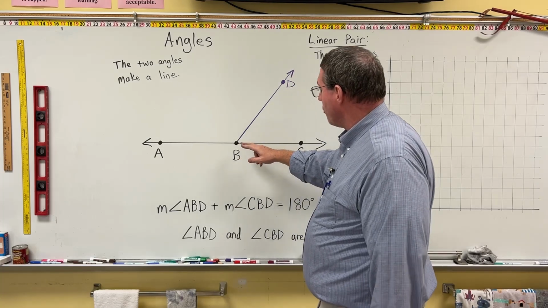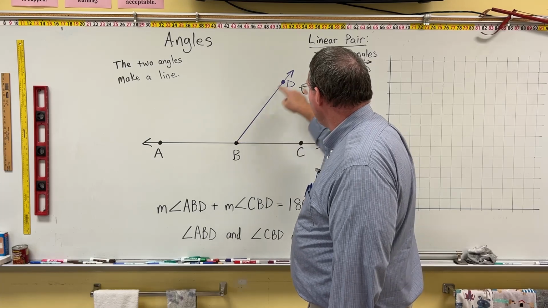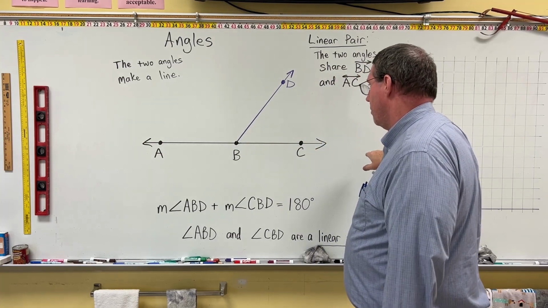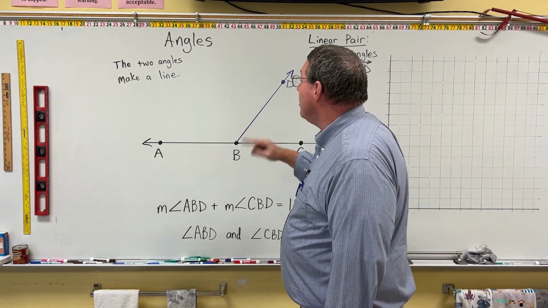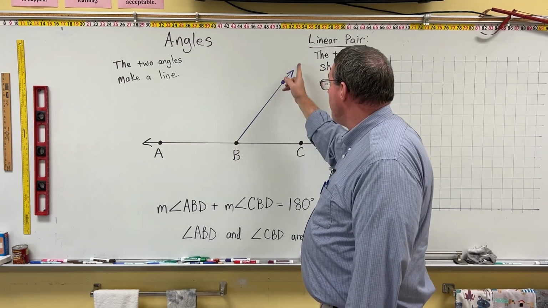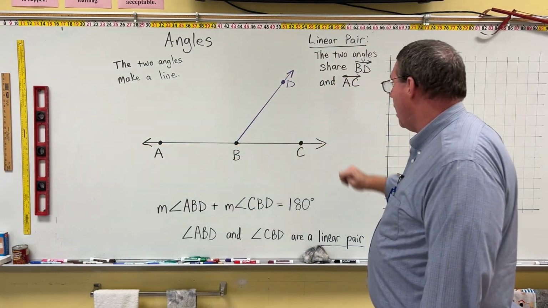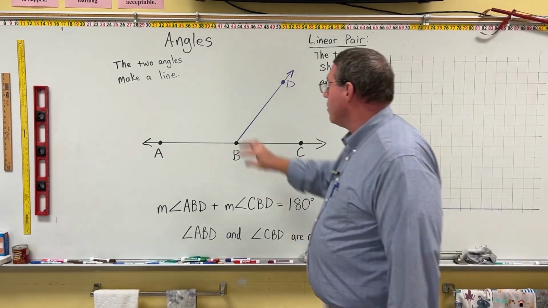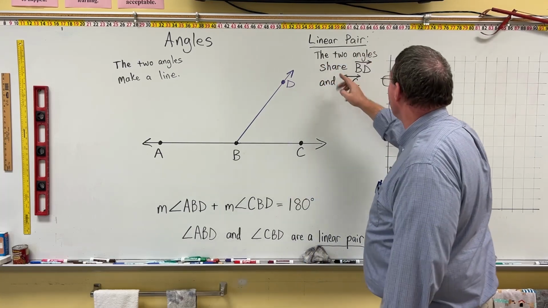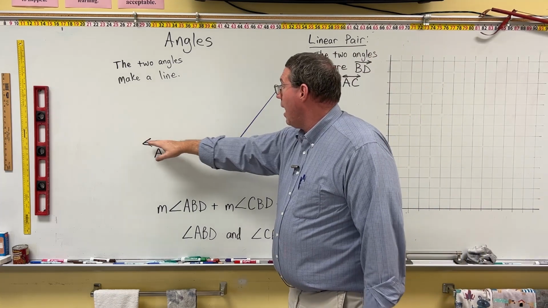Then we have this other ray that extends out from point B. It's ray BD. When we have this special situation where we have a line and the line intersects a ray, so look, the line contains B and the ray contains B, so the ray is intersecting the line. When that happens, it creates two angles. The two angles share the ray BD and they share the line AC.